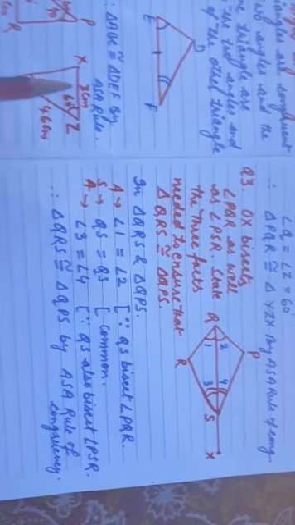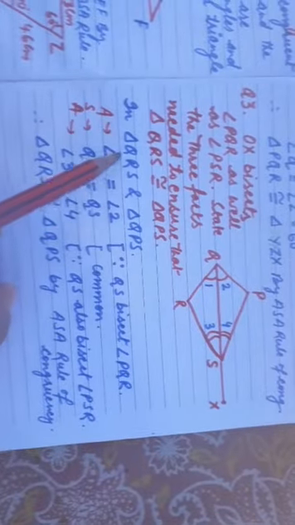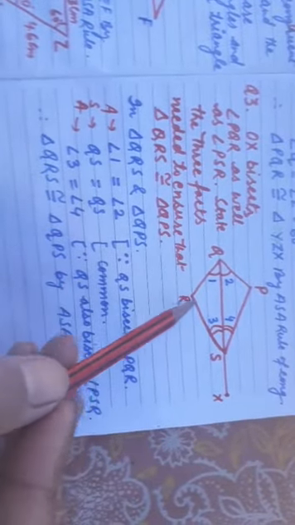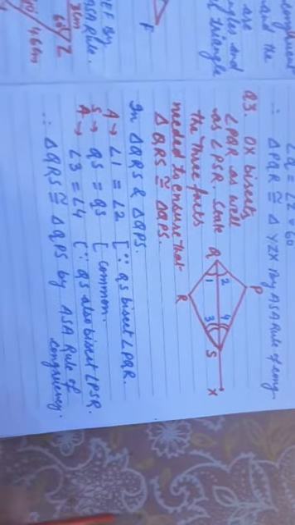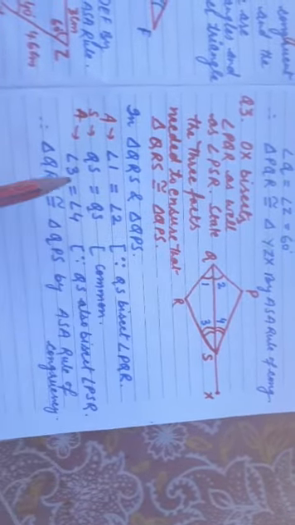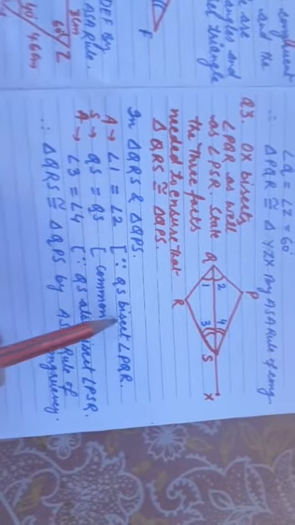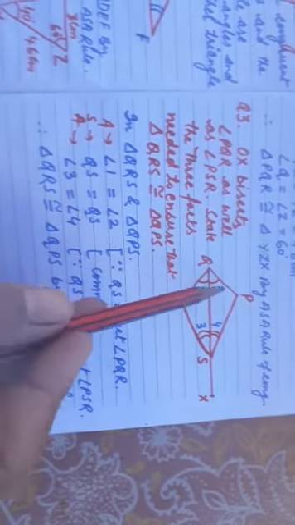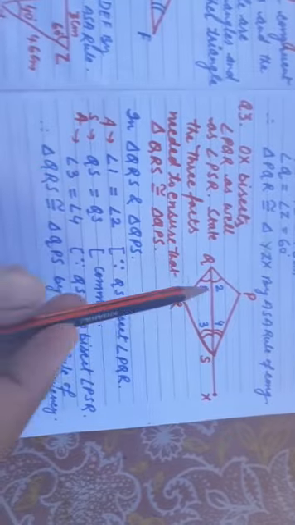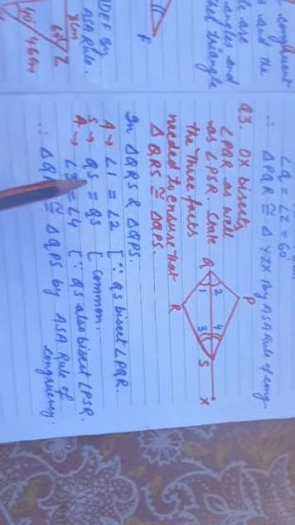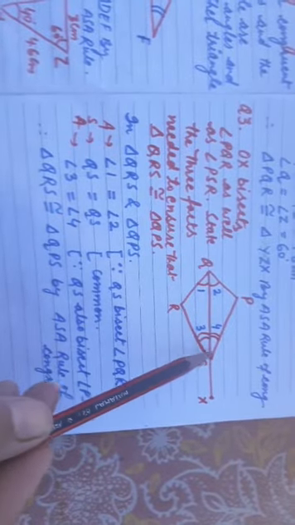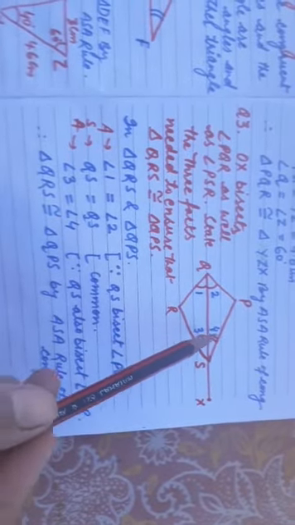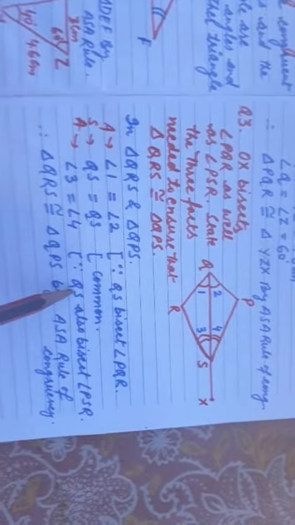In these two triangles, QRS and QPS, what is equal? Angle 1 is equal to angle 2, because QS bisects angle PQR. QS is common in these two triangles. Similarly, QS bisects angle PSR also, so angle 3 and angle 4 are both equal.